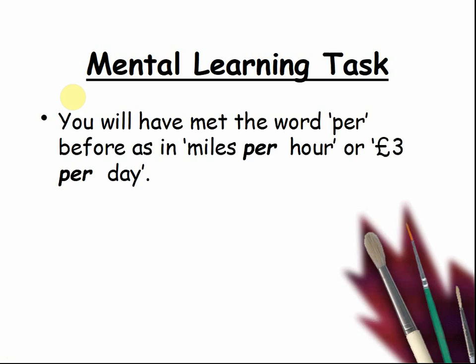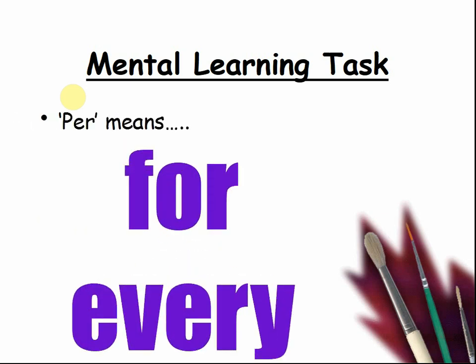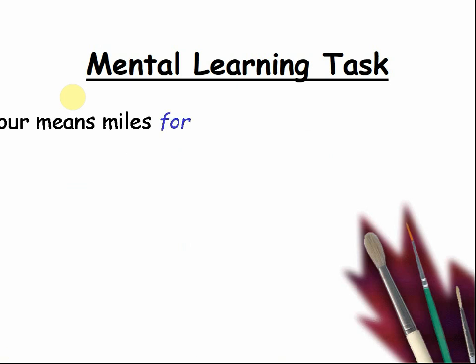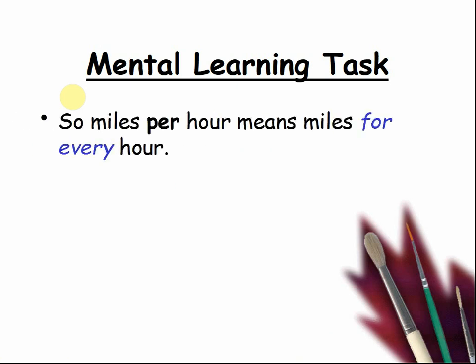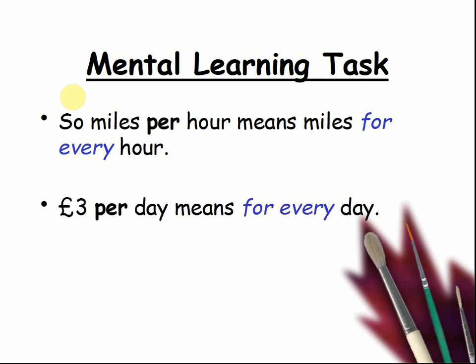You will have met the word per before, as in miles per hour or £3 per day. What does per mean to you? Pause the video and tell your teacher. Per means for every. So miles per hour means miles for every hour. £3 per day means £3 for every day.